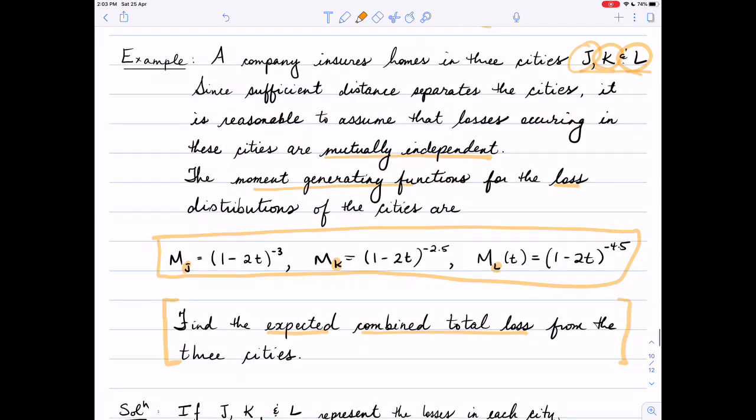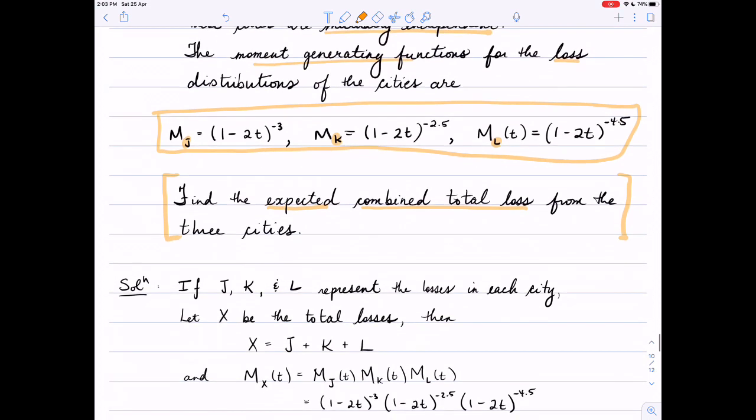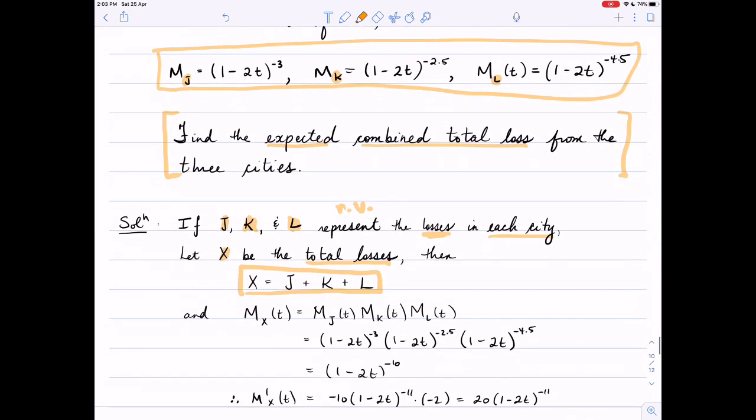So we're going to go and apply some of our properties. So we're going to say that J, K, and L are not only the city names, but they are random variables that represent the losses in each city. If we want X to be the total amount of loss, then X is the sum. X is the sum of the loss in city J plus city K plus city L.